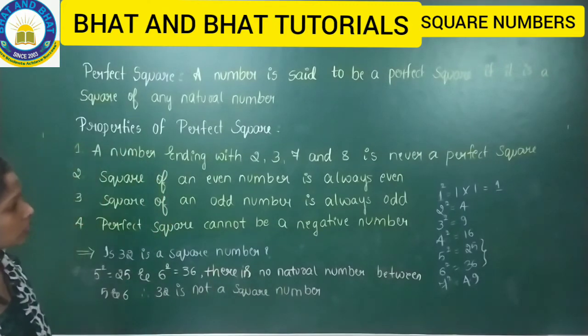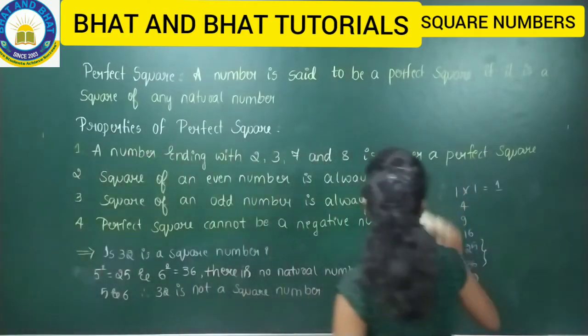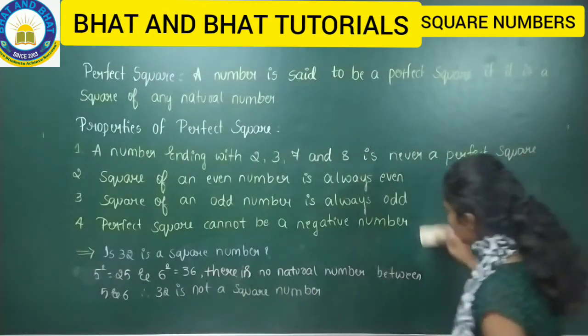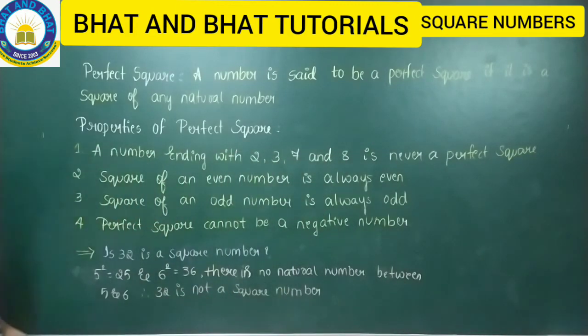So you can copy down this now. If you want, you can copy down the squares and square roots here just for your reference. If you don't want, you can go directly with this question. Copy down this now.